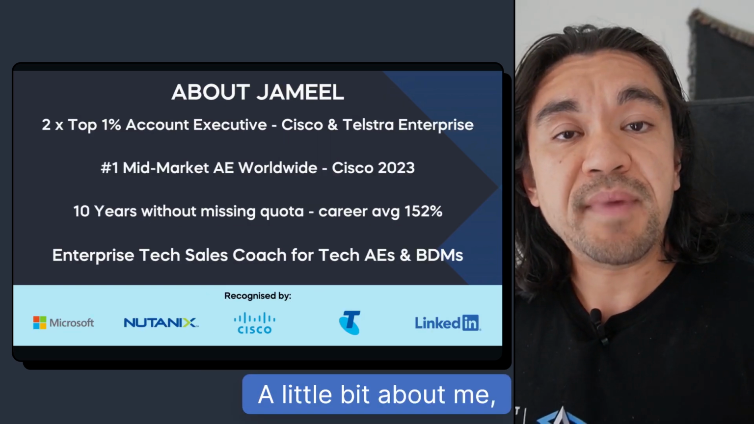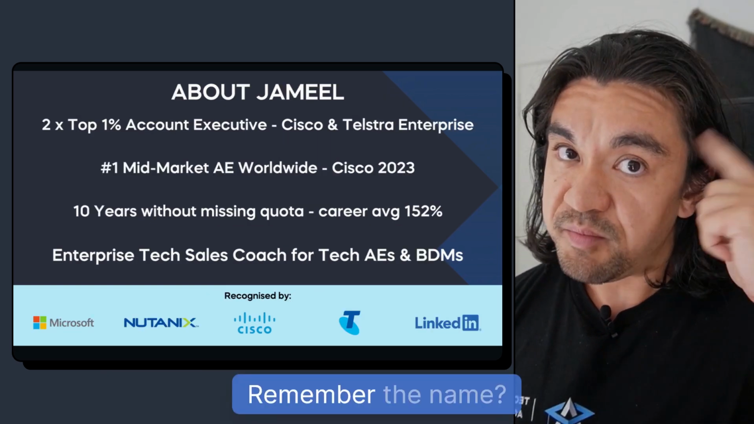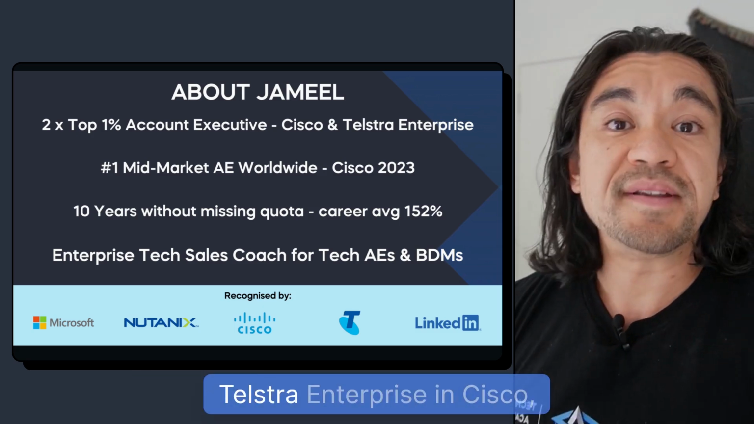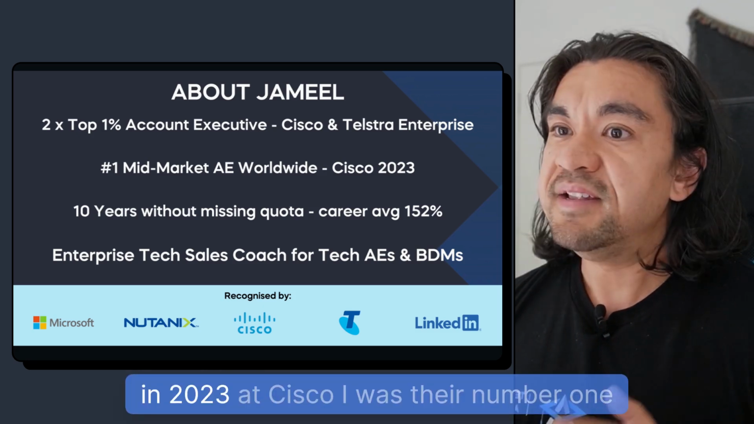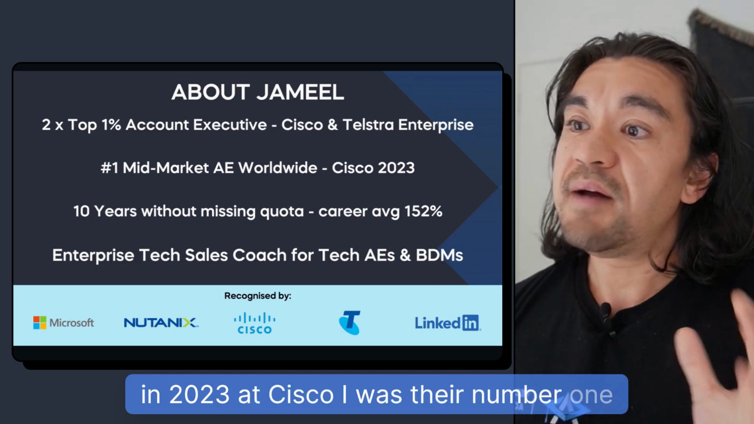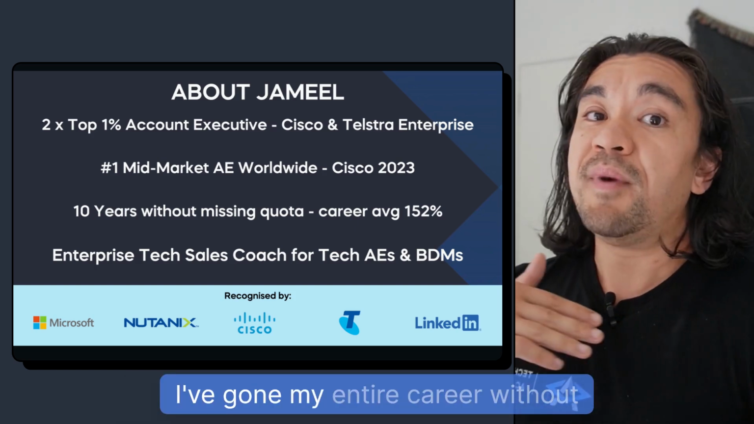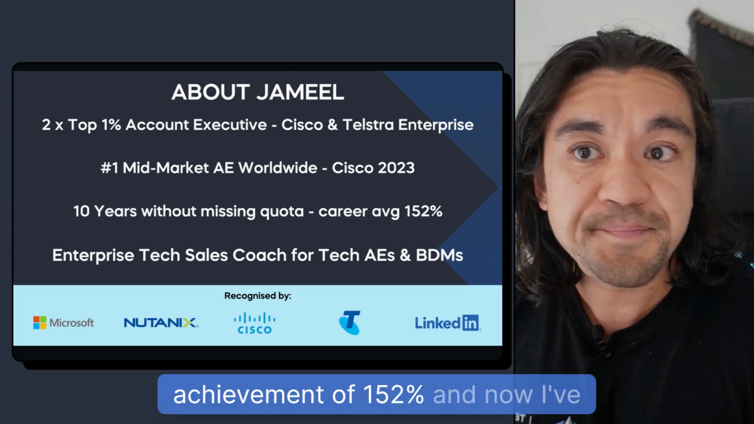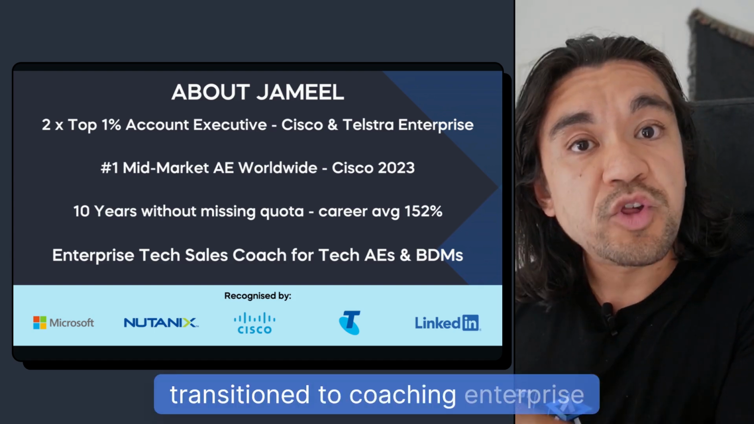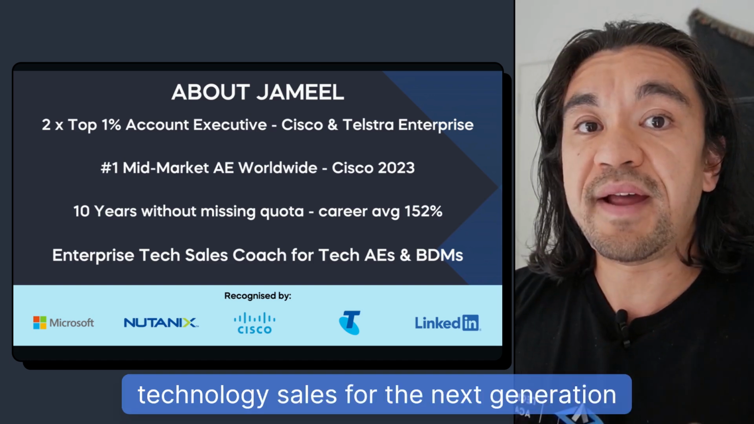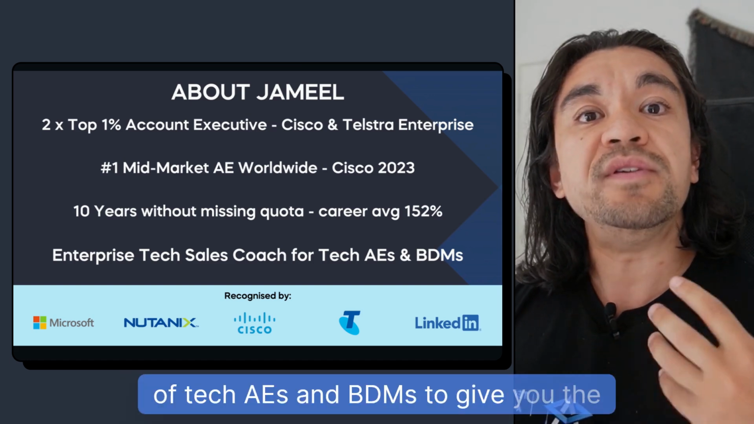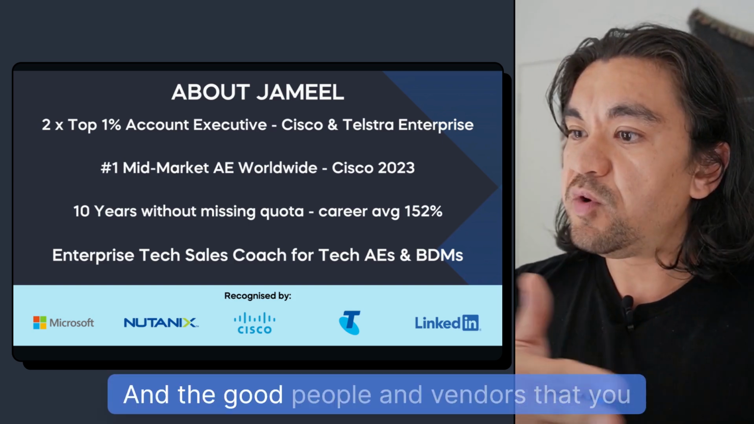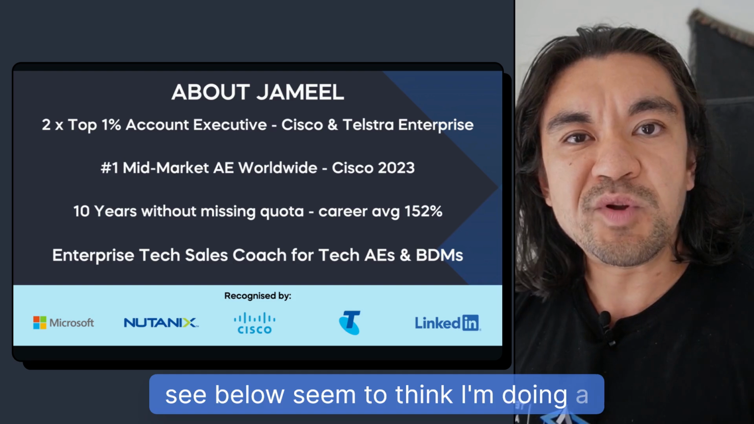A little bit about me. My name is Jamil Raymond. Said that a few times. Remember the name. I'm a former 2x1 top 1% account executive at Cisco and Telstra Enterprise. In 2023 at Cisco, I was their #1 mid-market AE worldwide. I've gone my entire career without missing quota with an average achievement of 152%. And now I've transitioned to coaching enterprise technology sales for the next generation of tech AEs and BDMs to give you the technology sales education I wish I had when I first started. And the good people and vendors that you see below seem to think I'm doing a pretty good job.